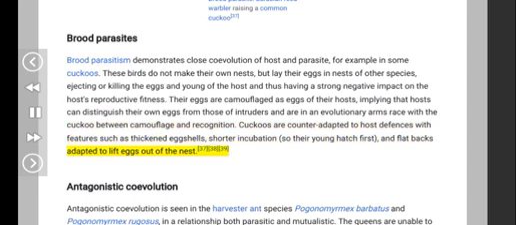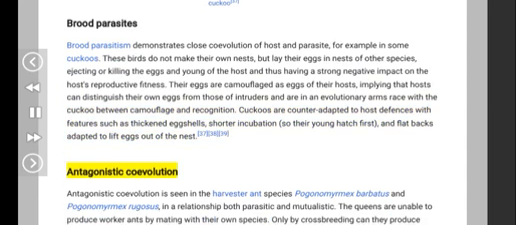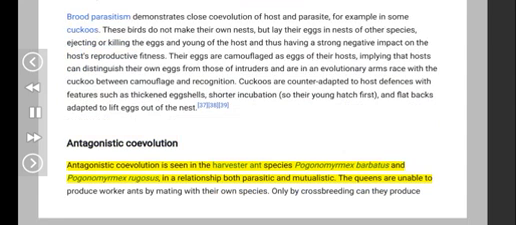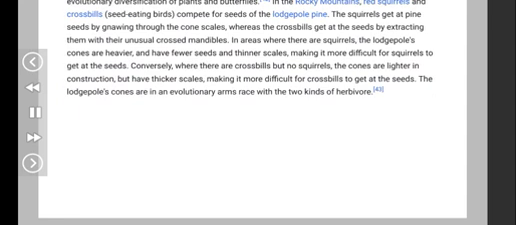Antagonistic coevolution. Antagonistic coevolution is seen in the harvester ant species Pogonomyrmex barbatus and Pogonomyrmex rugosus, in a relationship both parasitic and mutualistic. The queens are unable to produce worker ants by mating with their own species. Only by crossbreeding can they produce workers.